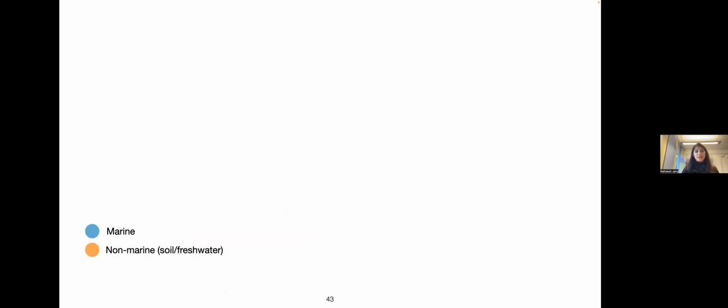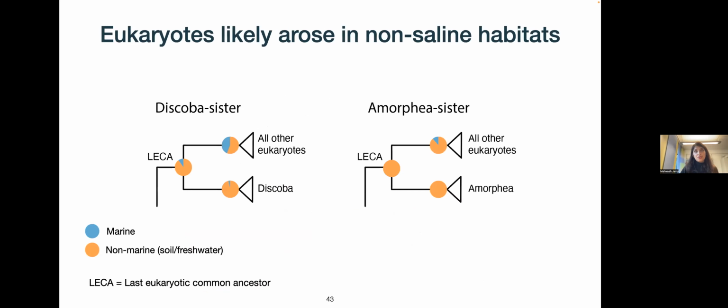And then finally, we zoomed out even further to investigate where eukaryotes themselves first evolved. Now, this is tricky because we don't know the position of the root of the tree, but we tried the two most popular proposed positions: Discoba, sister to all other eukaryotes, as well as Amorphea, sister to all other eukaryotes. And in both scenarios, it seems more likely that early eukaryotes inhabited non-saline habitats.